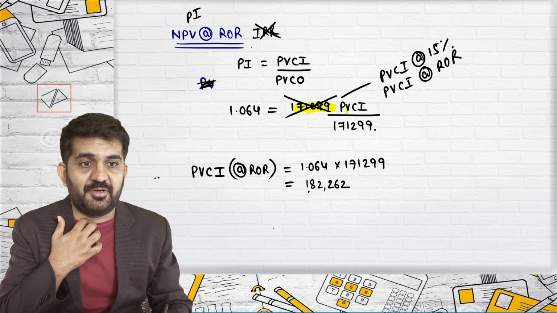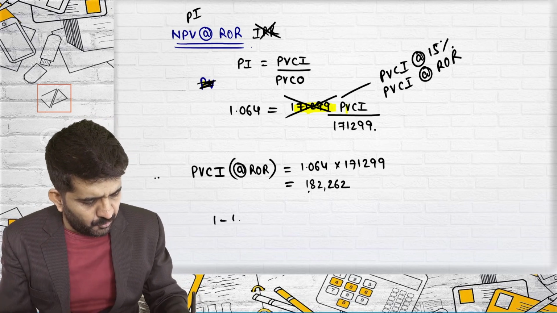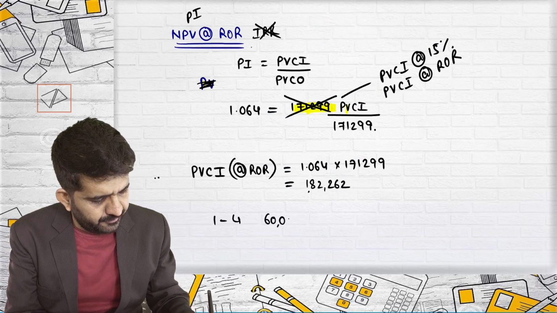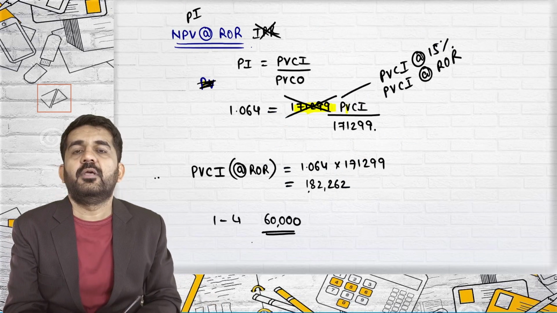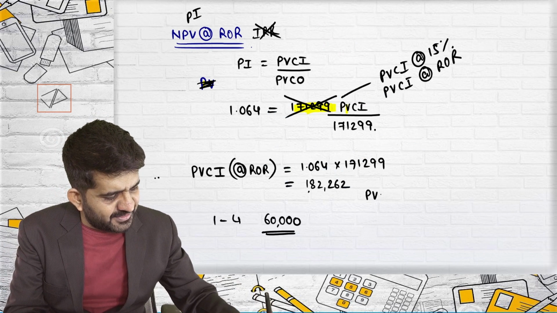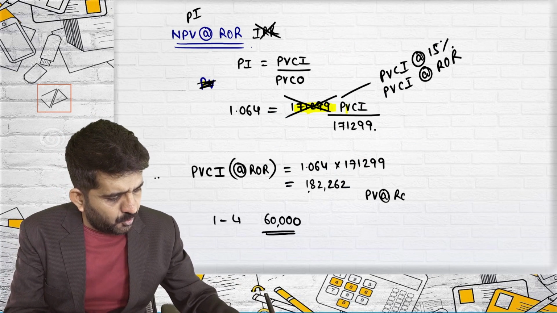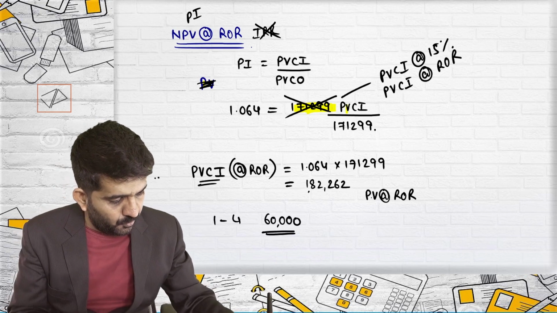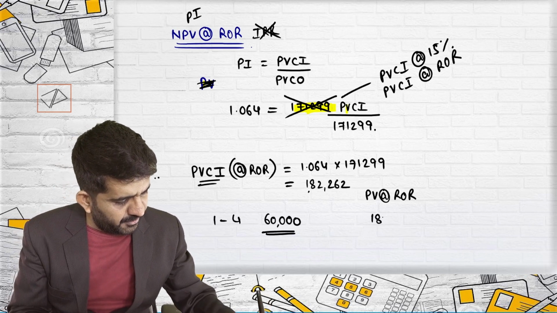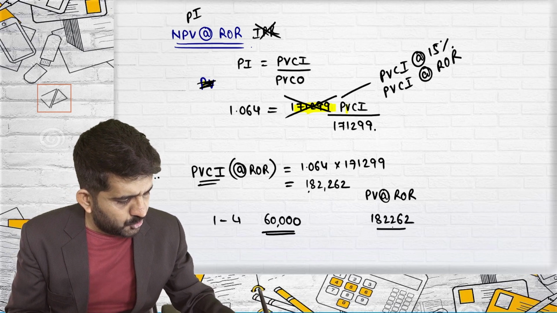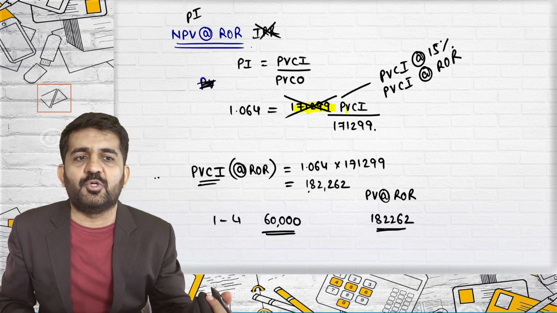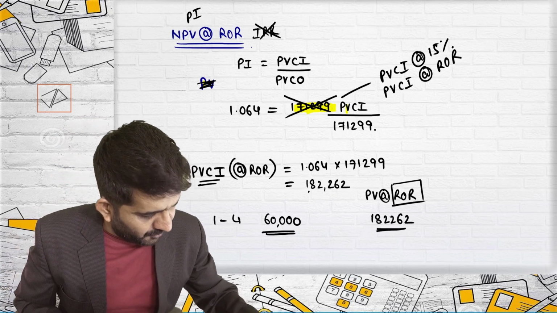Now what is the required rate of return? What is your cash inflow? From 1 to 4 years, it is 60,000, right? And we also know the present value of cash inflow at the required rate of return is 182,262. Now I will be using the trial and error method to find out what my required rate of return is.